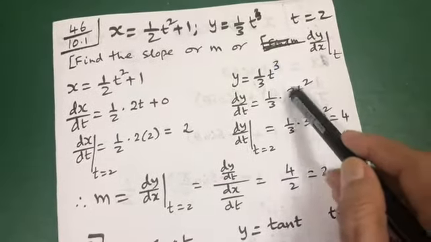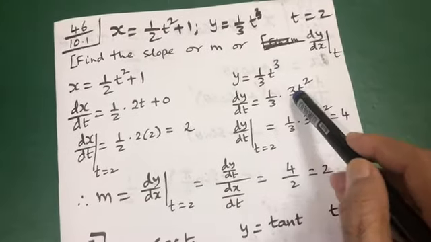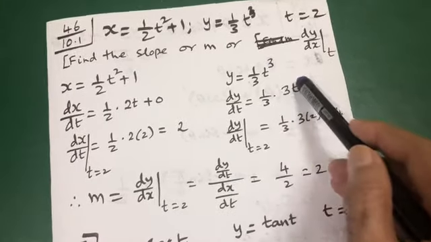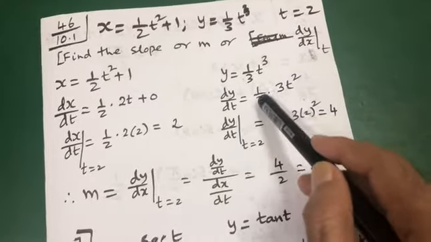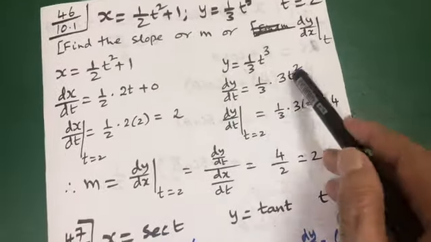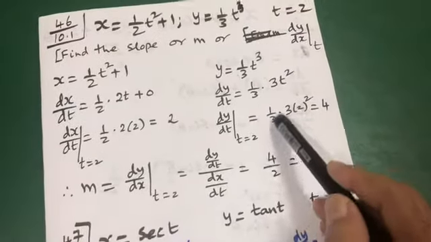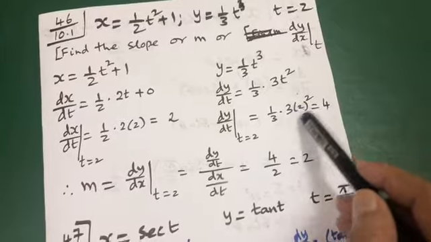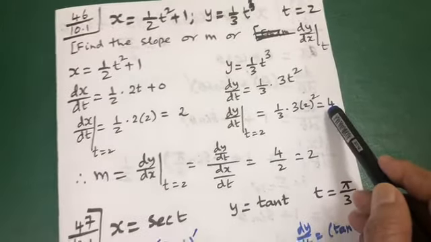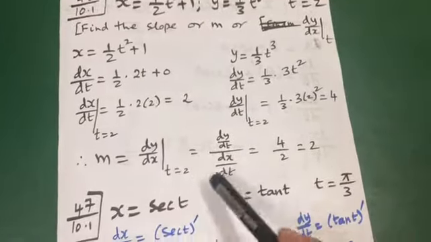The power will come to the front and the power is reduced by 1. So 1 over 3 t square is the derivative of t cube. After finding the derivative, put t is equal to 2, here is the point, and 1 over 3, 2 square, use calculator, you get 4. Now you have to divide this with this, you will get the derivative.